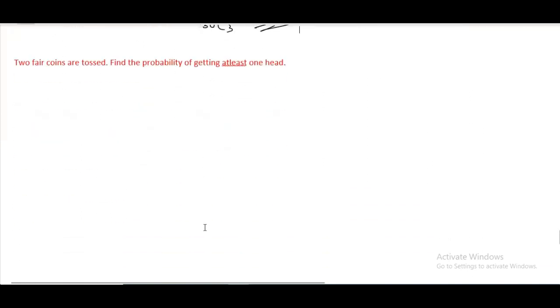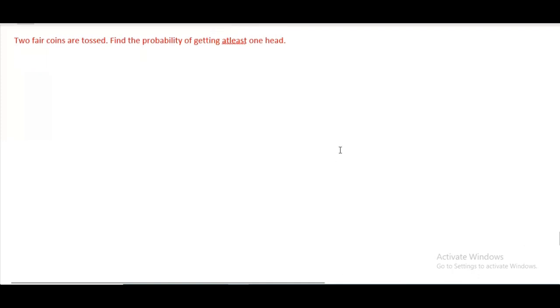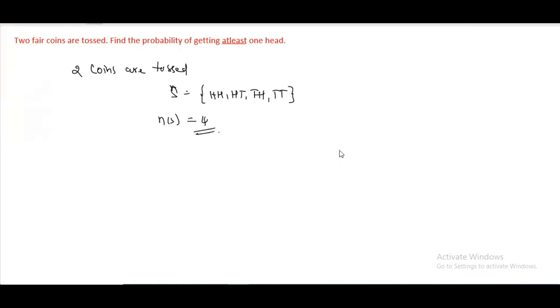Two fair coins are tossed. Find the probability of getting at least one head. First of all, this is a basic question. When two coins are tossed, what is the sample space we will get? Heads heads, heads tails, tails heads, and both tails. Means our n of S will be 4.